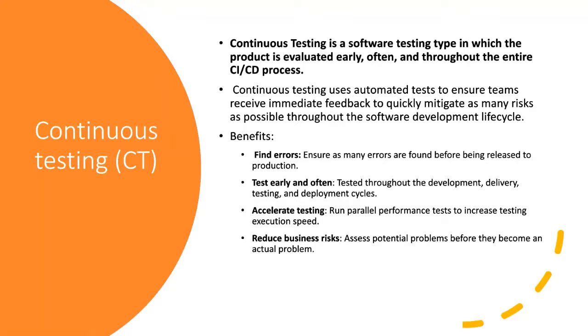Simply put, continuous testing is a software testing type in which the product is evaluated early, often, and throughout the entire continuous delivery and continuous integration process. Continuous testing uses automated tests to ensure teams receive immediate feedback to quickly mitigate as many risks as possible throughout the software development cycle. Team members are able to continuously learn about the product and what can be done to increase quality and reliability. A few benefits of continuous testing are finding errors on time, testing early and often, accelerating testing, and reducing business risks.